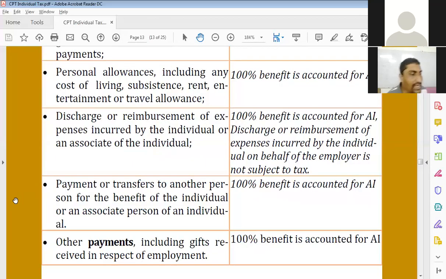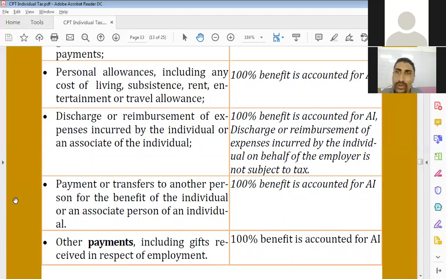So let's move to the next category. I'm sure you could have understood the second one also. The third category, discharge or reimbursement of expenses incurred by an individual or associate of individual. நீங்க செய்யற எக்ஸ்பென்ஸை கம்பெனி உங்களுக்கு திரும்ப பே பண்ணுது. உதாரணத்துக்கு, நீங்க ஒரு டிப்ளோமா கோர்ஸ் செய்யறீங்க. அதுக்கு எவ்வளவு காசு முடிஞ்சது என்று விசாரிச்சுட்டு கம்பெனி உங்களுக்கு அவ்வளவு காசையும் திரும்ப தருது.